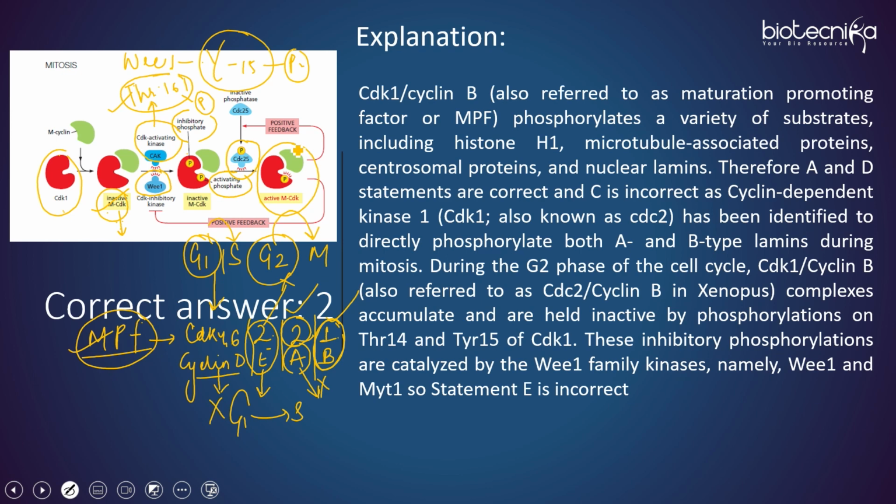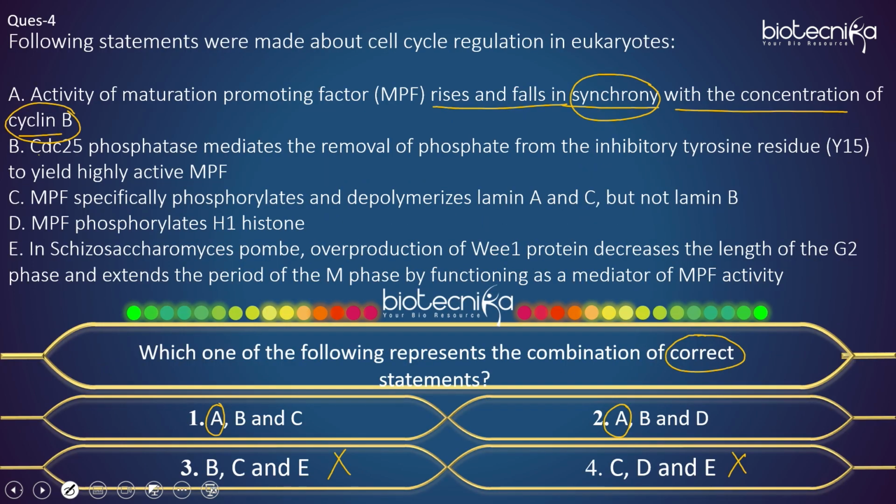And this is how the activation of cyclins and CDKs takes place and that will form a maturation promoting factor. So CDC25 phosphatase mediates the removal of phosphate. Yes, it is a phosphatase that will remove phosphate from the inhibitory tyrosine residue Y15 that was added by V1 protein so as to yield the highly active MPF. So again, this option is the right answer, that is option B. So this is the correct statement. Here you can find option B in both option 1 as well as option 2.